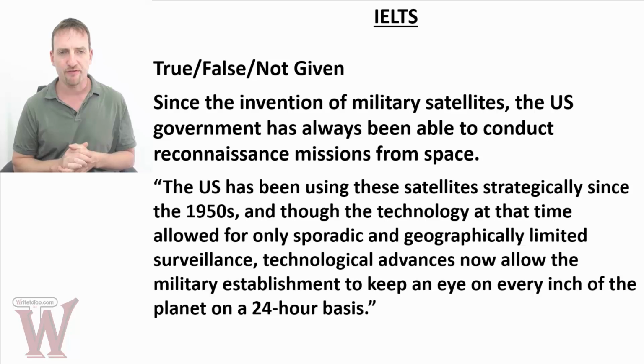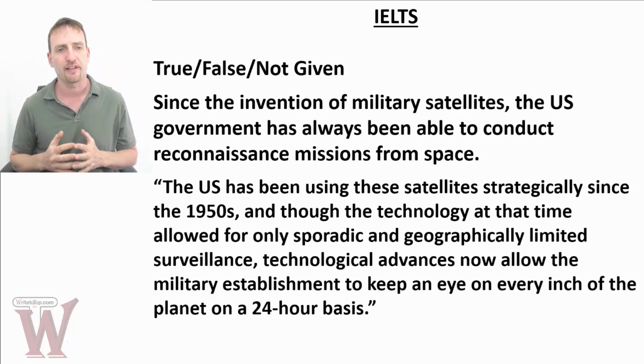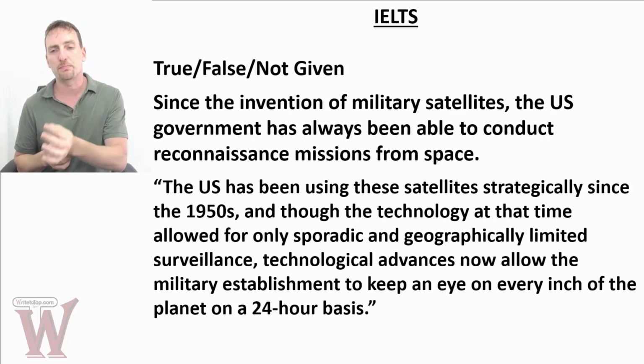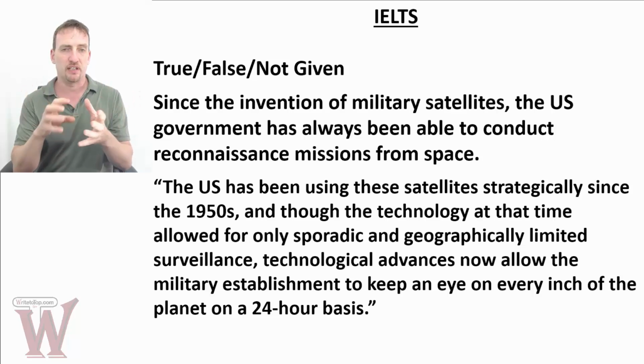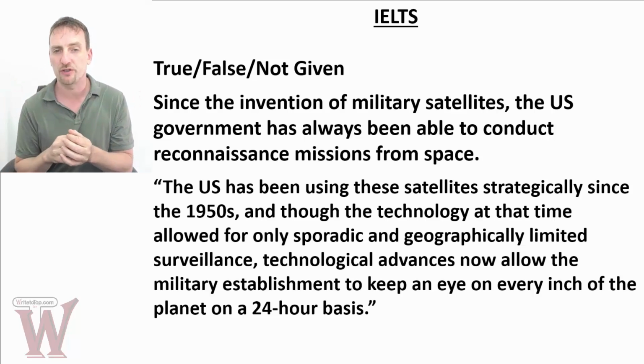Same paragraph. Here, you have to give true, false, not given, or yes, no, not given. Since the invention of military satellites, the US government has always been able to conduct reconnaissance missions from space. So everything about this is true. And this is the same thing we looked at in the last one. Has always been able to. You have a be verb fact, and always fact. So this fact has always been true.